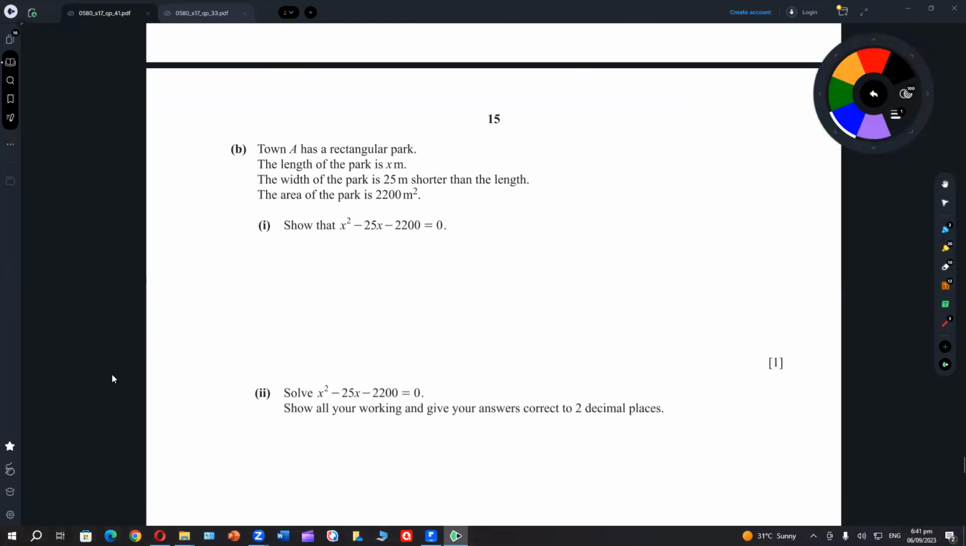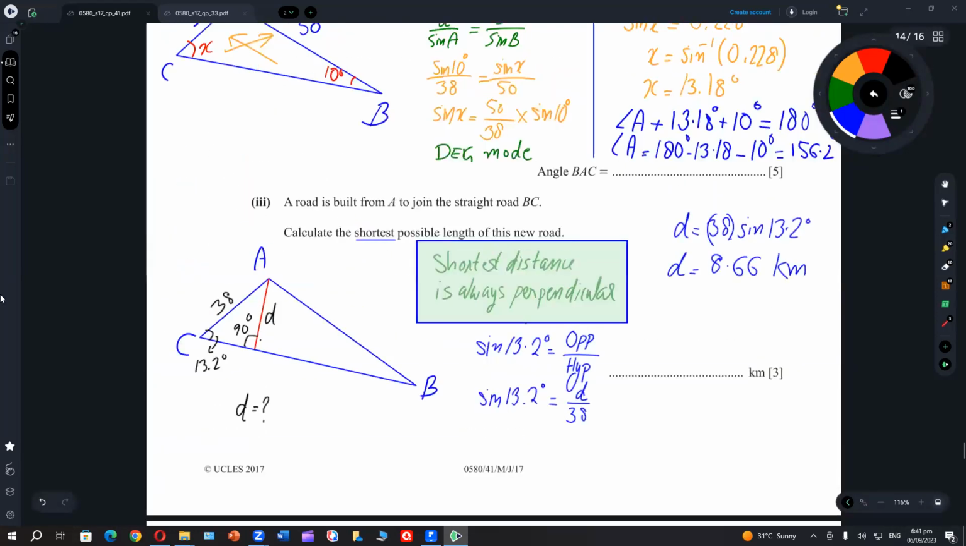Town A has a rectangular park. The length of the park is X. The width of the park is this. No, it's not trigonometry. It's pure math now. Okay, it's algebra. So that's fine. Now you have to look for the next question.